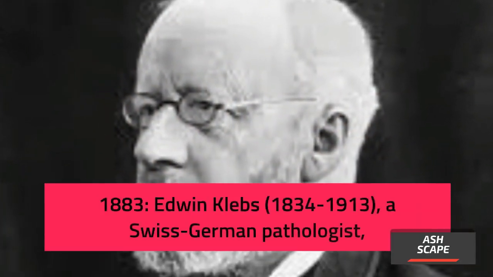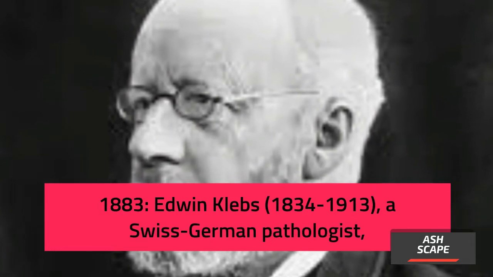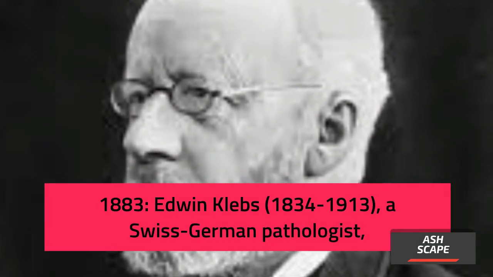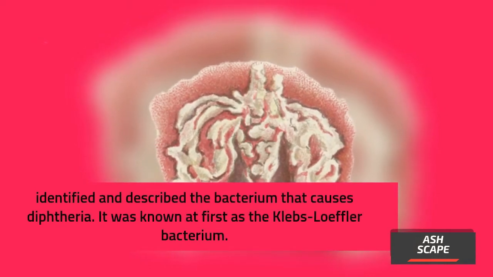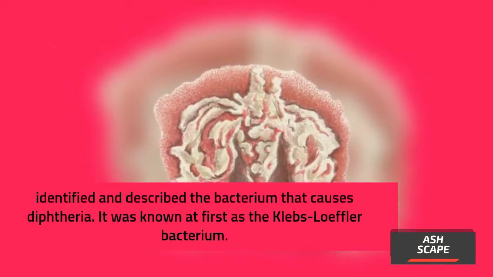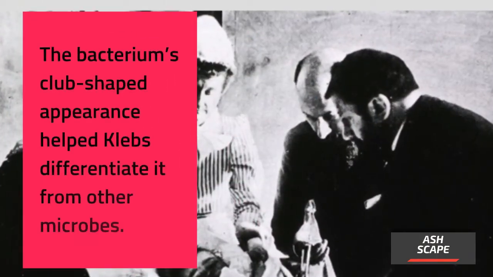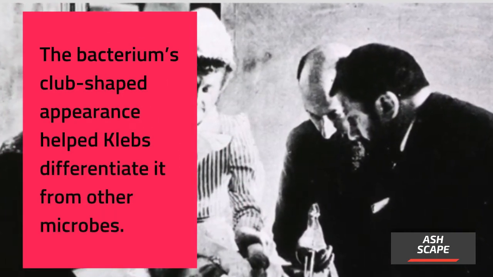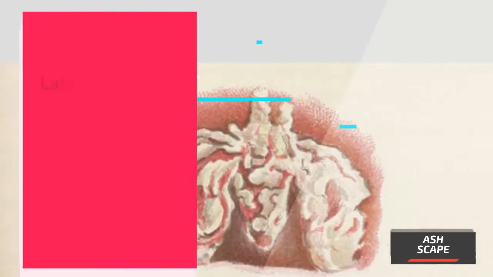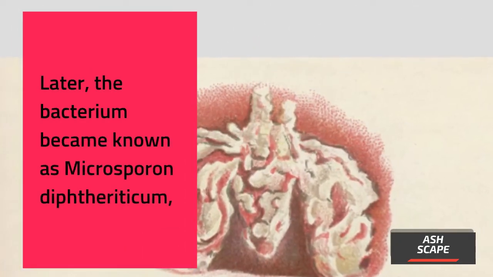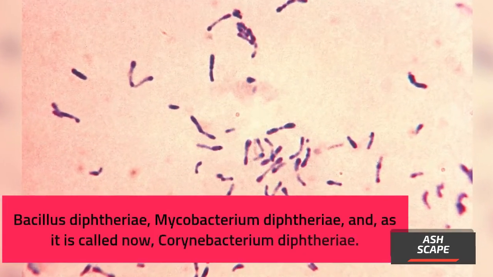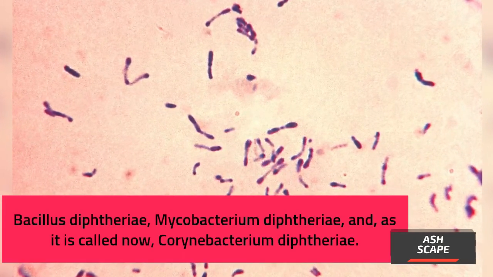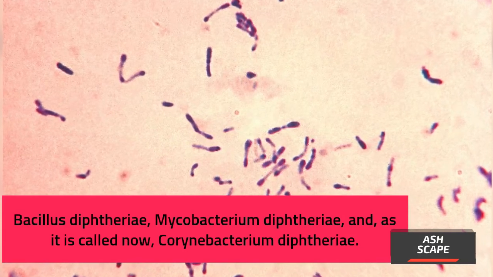1883, Edwin Klebs, 1834–1913, a Swiss-German pathologist, identified and described the bacterium that causes diphtheria. It was known at first as the Klebs-Loeffler bacterium. The bacterium's club-shaped appearance helped Klebs differentiate it from other microbes. Later, the bacterium became known as Microsporon diphtheriticum, Bacillus diphtheriae, Mycobacterium diphtheriae, and, as it is called now, Corynebacterium diphtheriae.